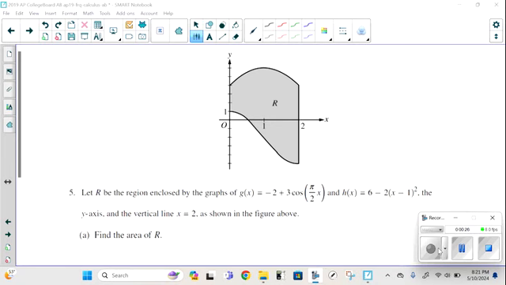Number 5. Let R be the region enclosed by the graphs g of x equals -2 plus 3 cosine pi over 2 times x, and h of x, which is 6 minus 2 times x minus 1 squared, the y-axis and the vertical line x equals 2, as shown in the figure above. Find the area of R.